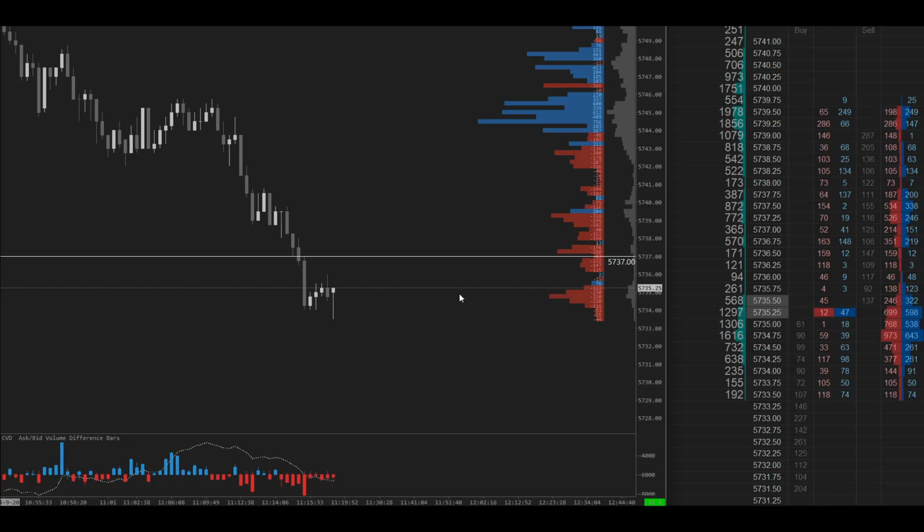So look at these when we crack below the level. Look at this, all of this aggressive selling. So if we can get above this, and we can see on the DOM this nice distribution near the lows here. So we can clearly see now that we're seeing absorption.